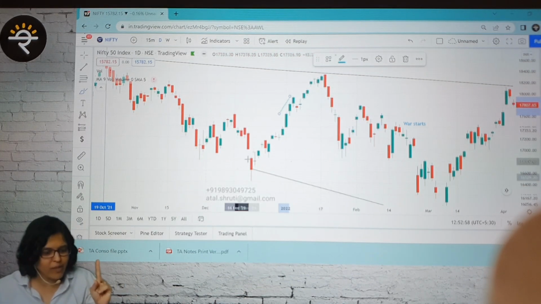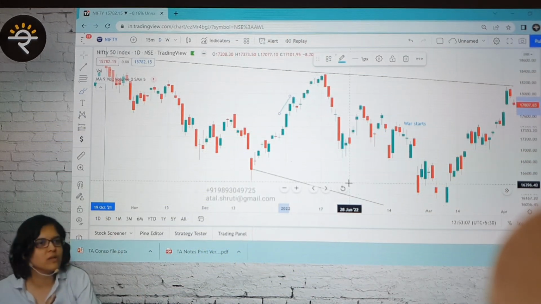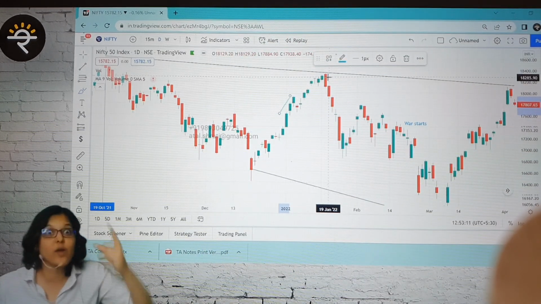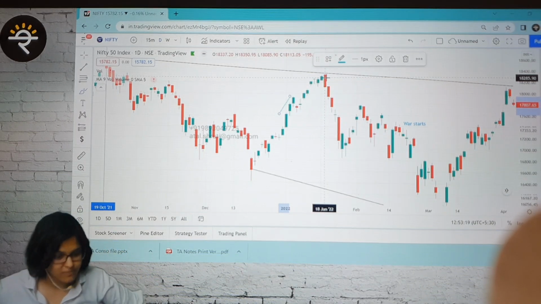Correct now? In an up move, 3 white soldiers, continuation. At the end, you see 3 black crows, reversal. How bullish engulfing also at the top. And that too at the top. Good. People are now also identifying other patterns also.